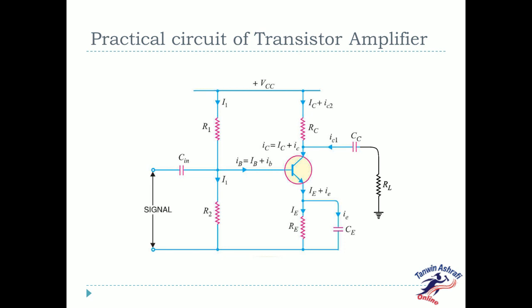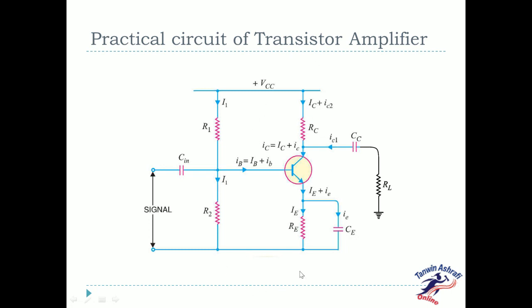Practical circuit of a transistor amplifier. It is important to note that the transistor can accomplish faithful amplification only if a proper associated circuit is used with it. As we have seen here, there is a biasing circuit, input capacitor, emitter bypass capacitor, and coupling capacitor.